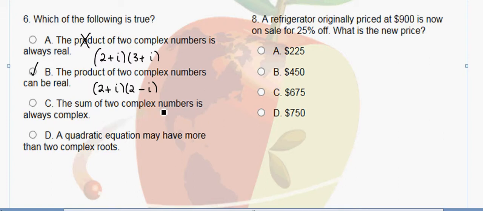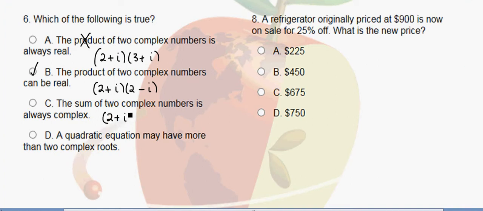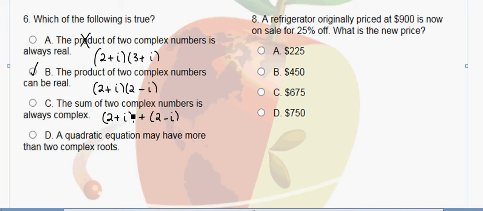The sum of two complex numbers is always complex. Well, if I choose the numbers so that the imaginary parts go away, right? If I add these two numbers up, the imaginary numbers go away and I'm just left with 4. So that's not complex. Although, technically that is a complex number, so I don't really love the wording of this. This could also be considered true, but I think they mean a complex number with a non-zero imaginary part. So that would make this not true.